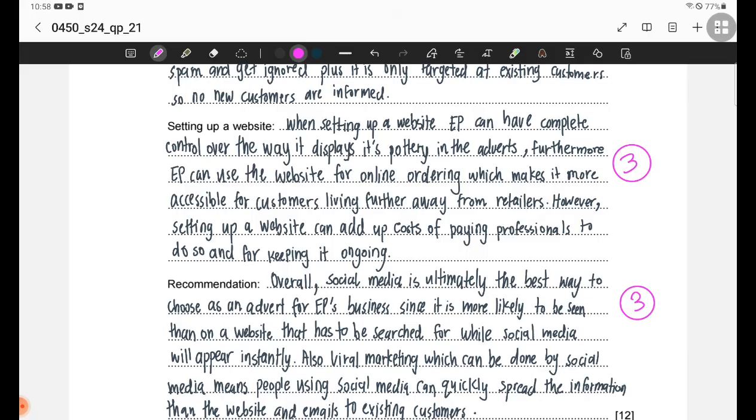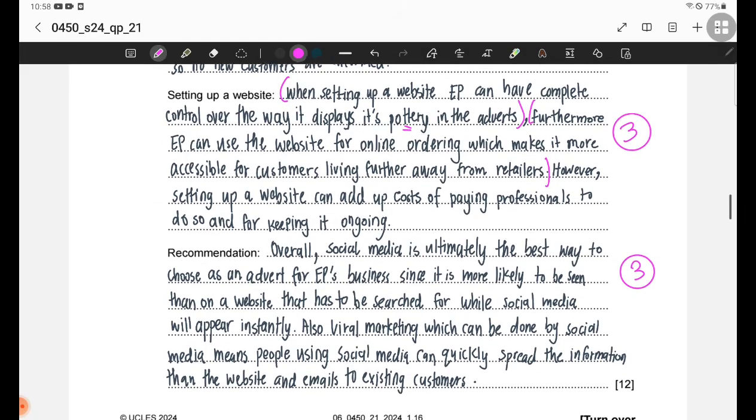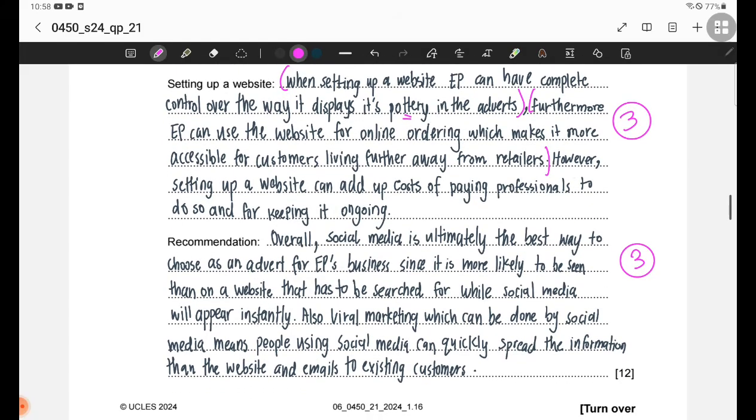Okay, so how am I going to organize these ideas? As I wrote, when setting up a website, EP can have complete control of the way it displays its pottery in the adverts. Okay, this is one. And of course, this is an application. Furthermore, this is another point. EP can use the website for online ordering, which makes it more accessible for customers living further away from the retailers. Another point.